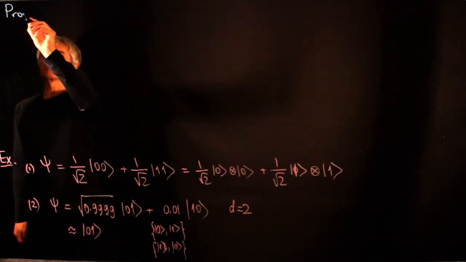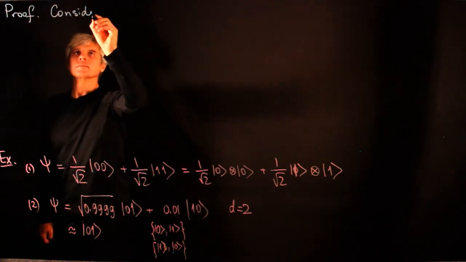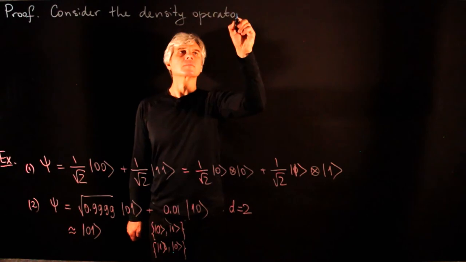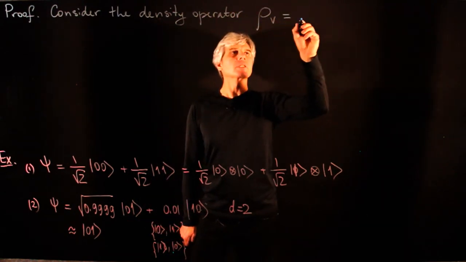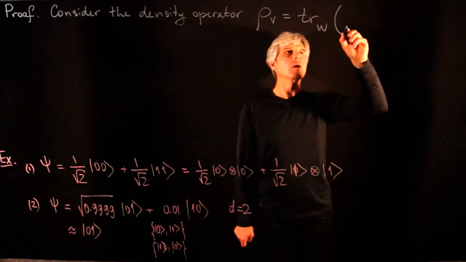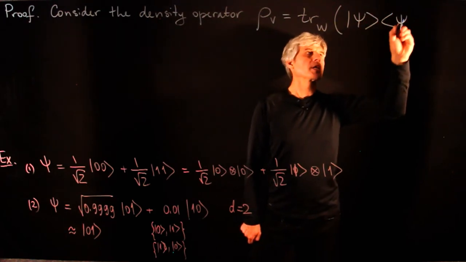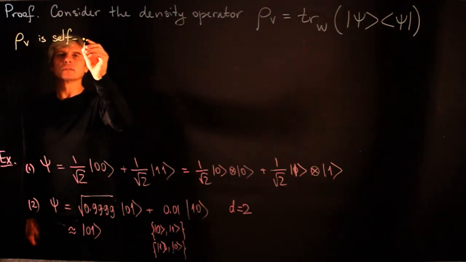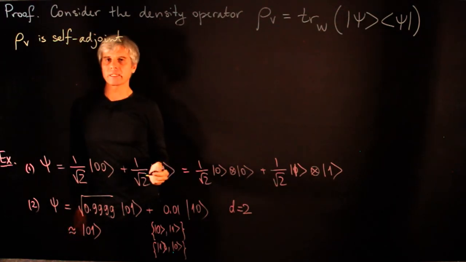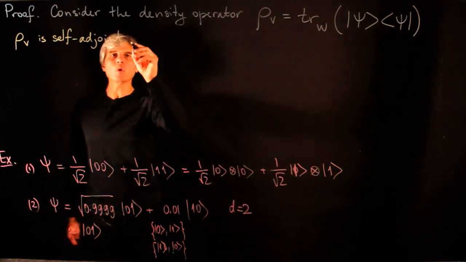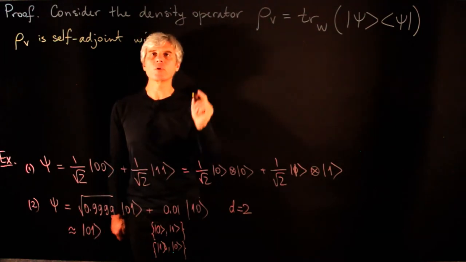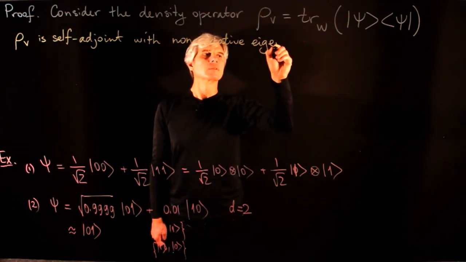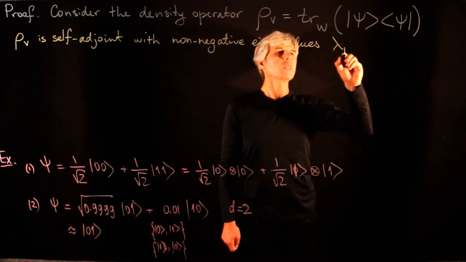Let's give a proof of the Schmidt decomposition theorem. So consider the density operator rho V, which is the trace over W of the projection onto psi. We know that the density operator rho V is self-adjoint, which means that it's diagonalizable with real eigenvalues. And moreover, we know that the eigenvalues of rho V are non-negative, with non-negative eigenvalues lambda 1 through lambda n.